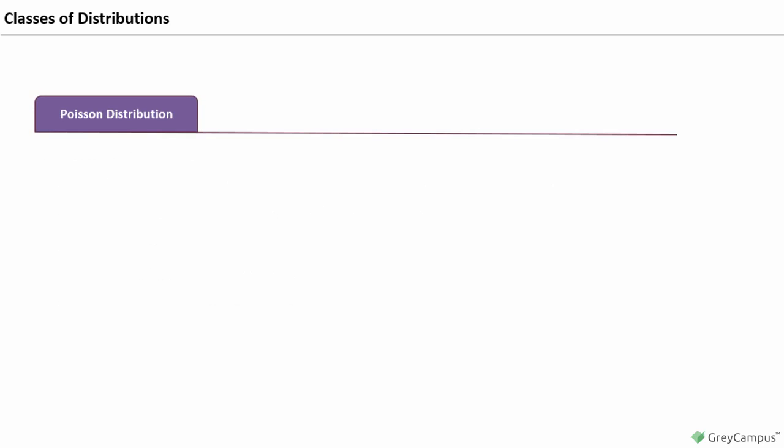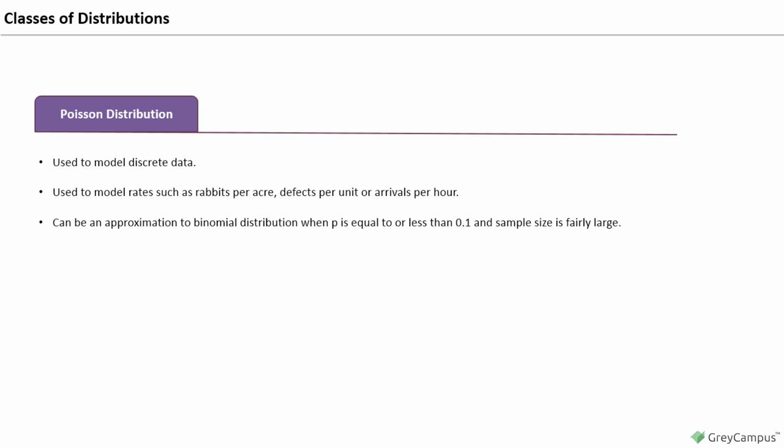Poisson distribution, used to model discrete data, used to model rates such as rabbits per acre, defects per unit, or arrivals per hour. Can be an approximation to the binomial distribution when p is equal to or less than 1/10 and the sample size is fairly large. Used as a distribution for defect counts. Closely related to the exponential distribution.